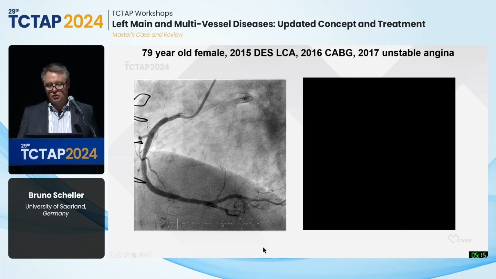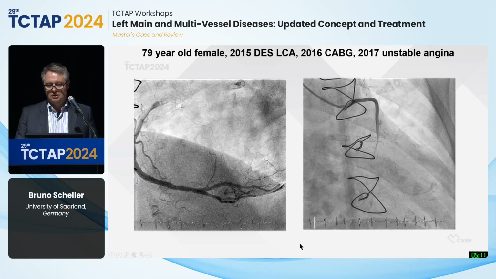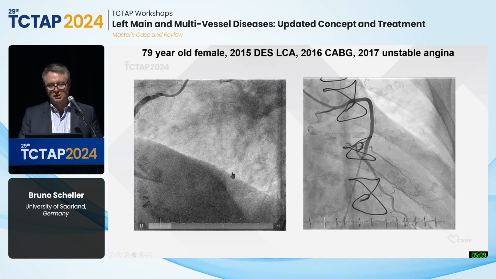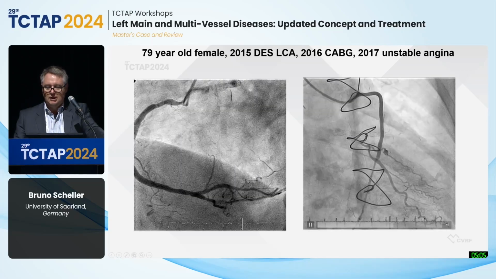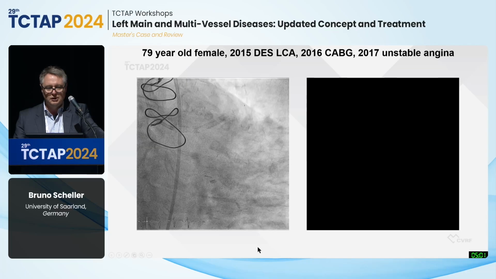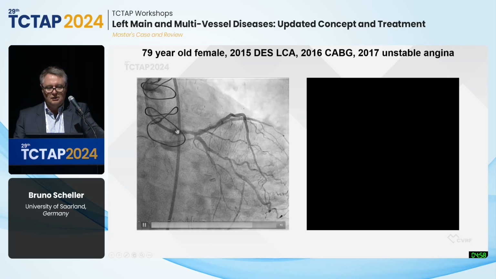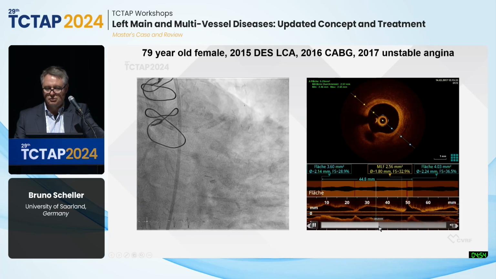I have 3 short cases about left main in-stent restenosis. This was a patient with prior CABG. This was the rest of the saphenous vein graft. The LIMA was already occluded. And he had this moderate in-stent restenosis.